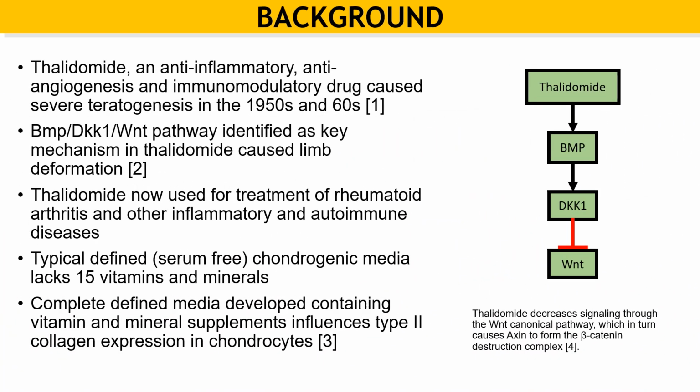Thalidomide is a drug used in the 1950s with devastating teratogenic effects. While the precise mechanism is debated, studies have indicated that upregulation of the BMP-DICOP1 Wnt signaling pathway plays a key role in thalidomide's teratogenesis. In recent years, thalidomide has been adopted to treat autoimmune and inflammatory diseases such as rheumatoid arthritis, making it important to understand the drug's mechanism in cartilage tissue.